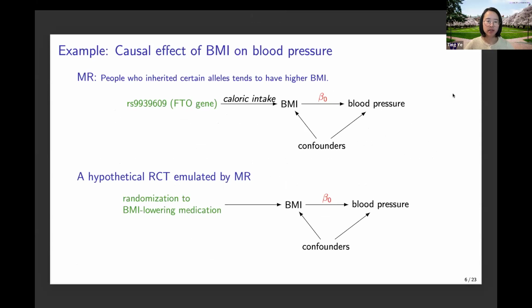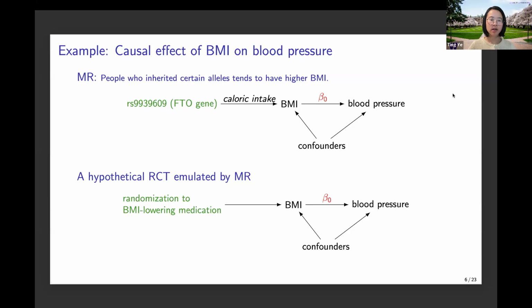And to talk about the basic idea of Mendelian randomization, I'll use this example of BMI and blood pressure. Studying the causal effect of BMI on blood pressure is a very difficult problem because it's hard to measure all possible confounders of BMI and blood pressure. But Mendelian randomization uses this genetic randomness and circumvents the problem of needing to list all the possible confounders.